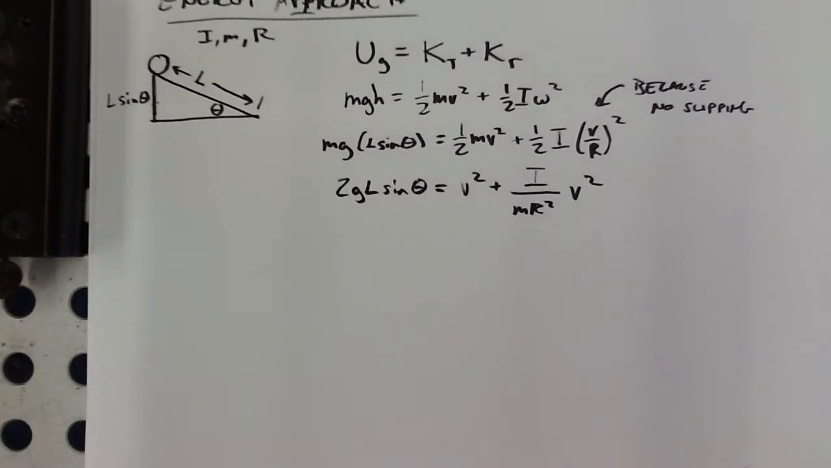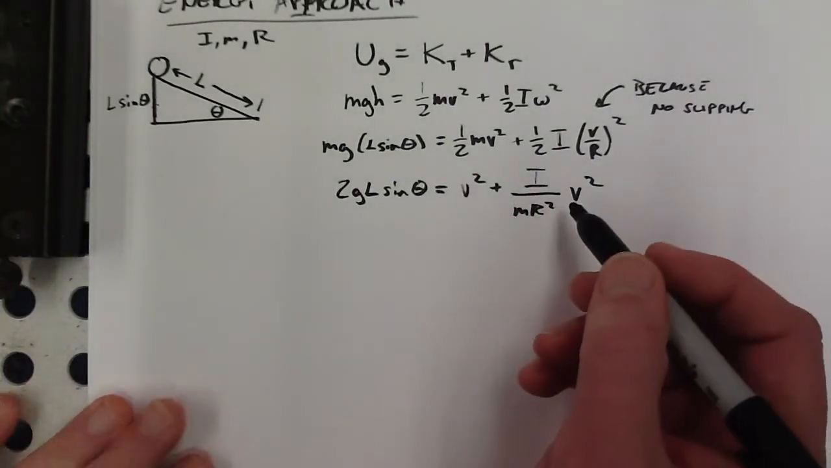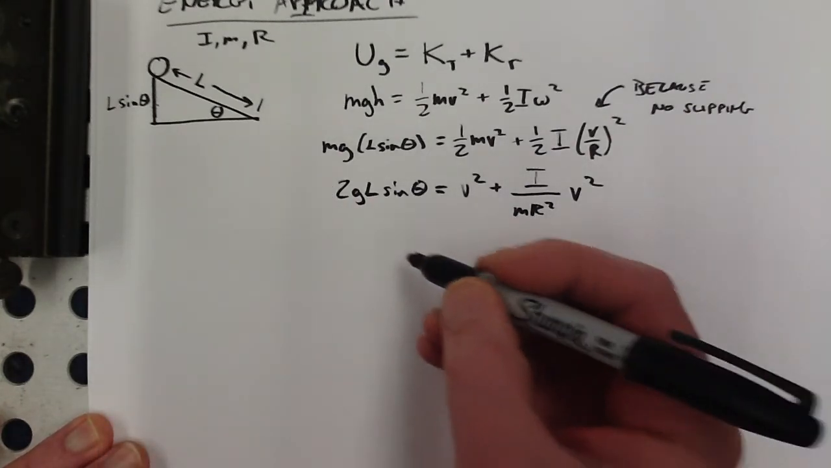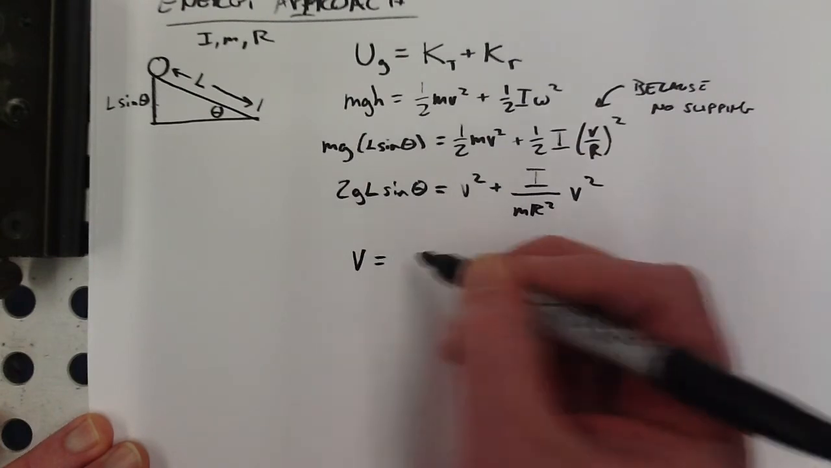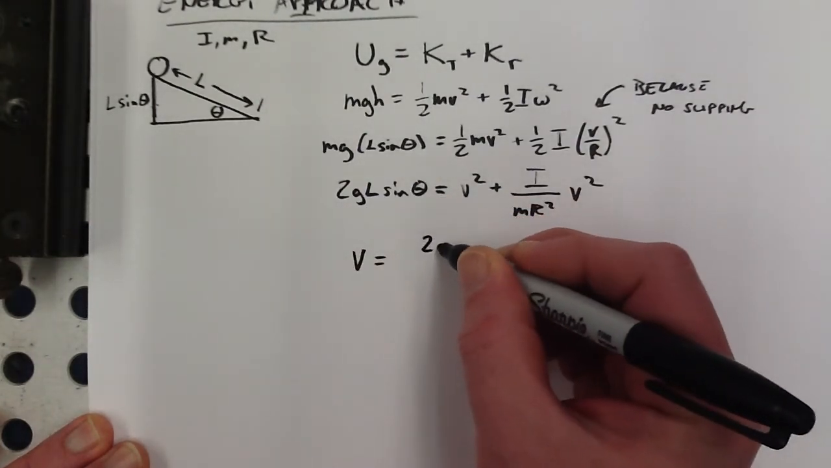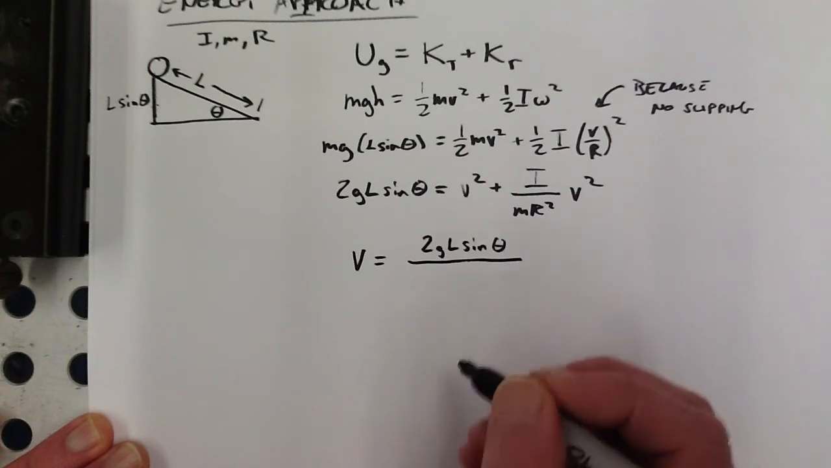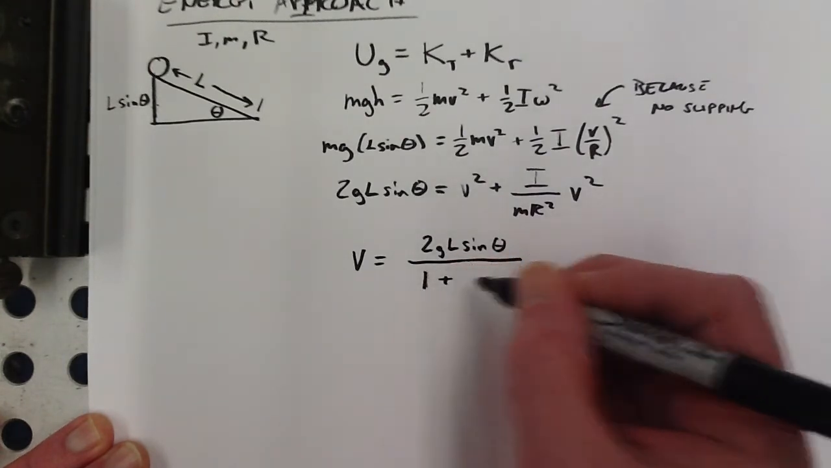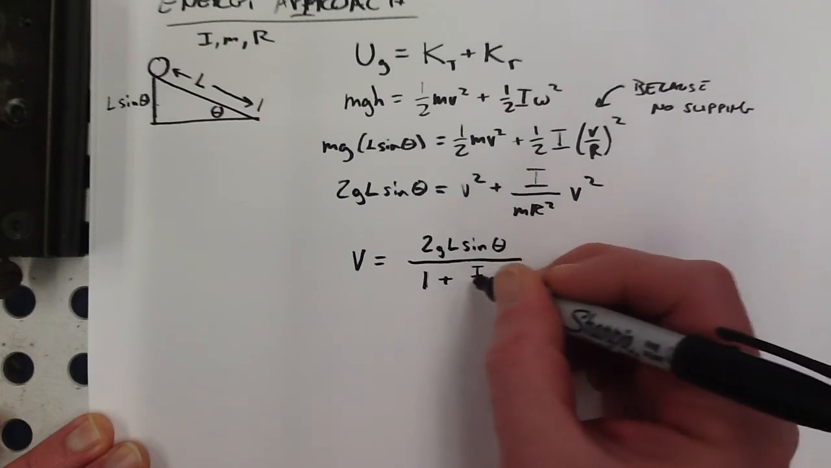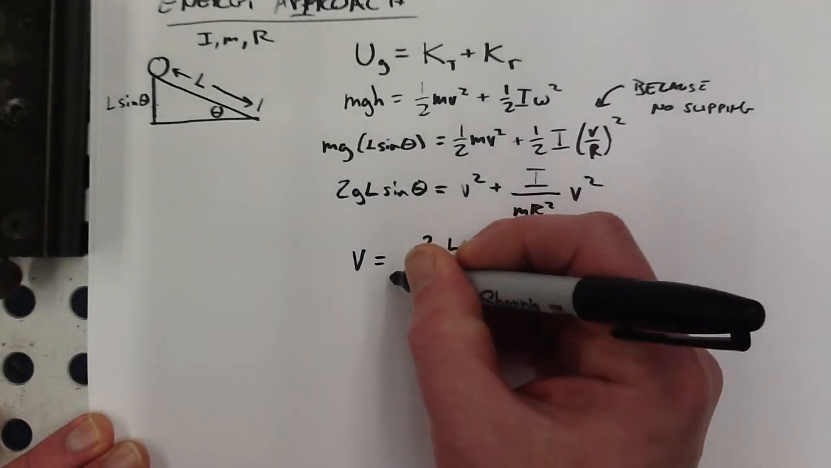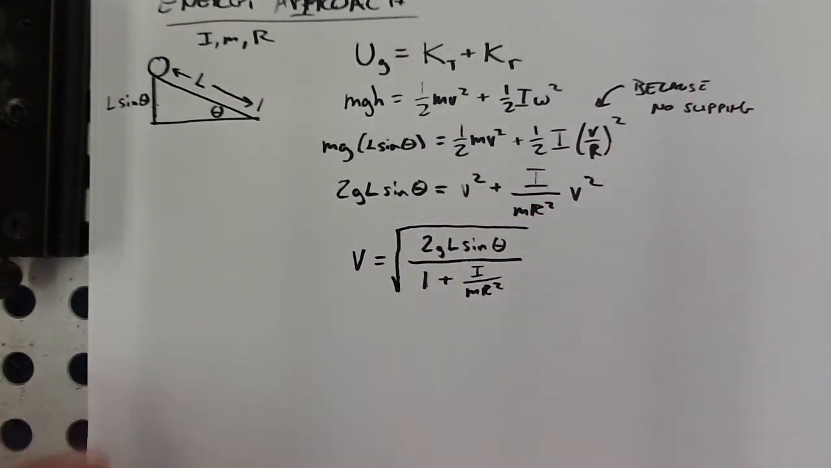Okay? And then kind of like we did in the last one, I'm going to go ahead and factor out the v squared and divide that out over here. So v squared would be equal to this, 2gl sine theta, divided by 1 plus I over mr squared. And that's what v squared would be equal to, so v is equal to that. Yikes! That's crazy. What are you going to do with that?